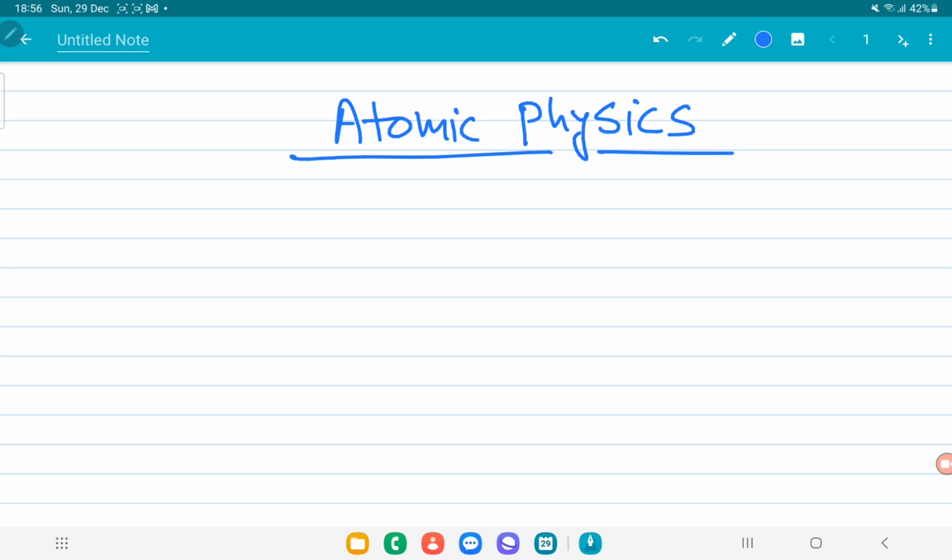So let's straight away take some formulas from Bohr's theory. They are generally asked in your exam as well. So first let us see how they are derived.